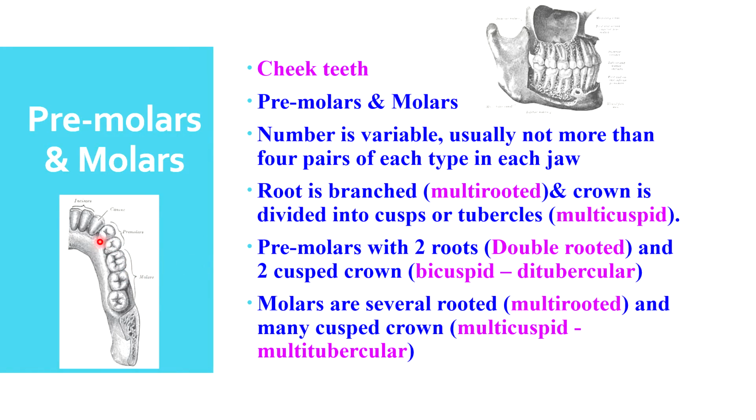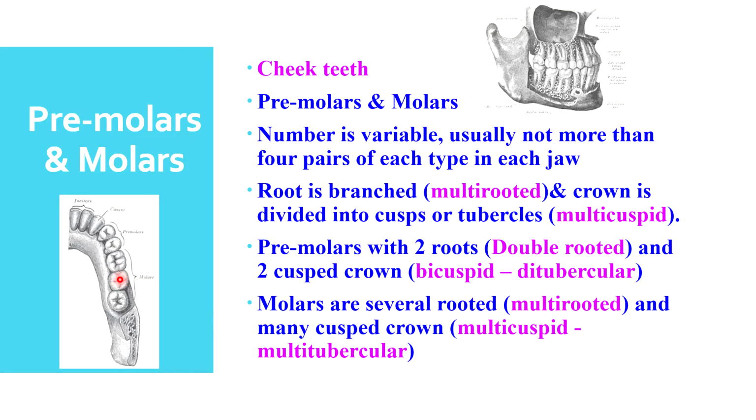And in the case of premolars, these are the 2 premolars in human, and these are the 3 molars in human, and these premolars have 2 roots and 2 cusps, that is a 2 cuspid crown, and it is called bicuspid or ditubercular. And it has also two roots, so it is called double rooted.